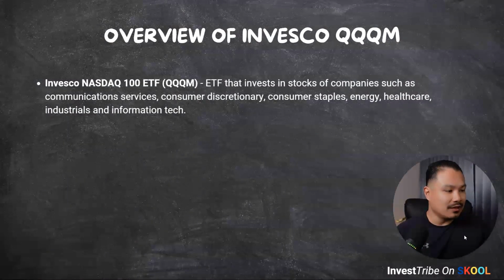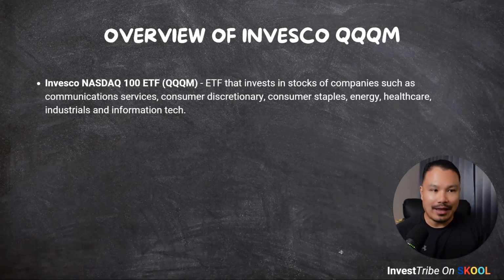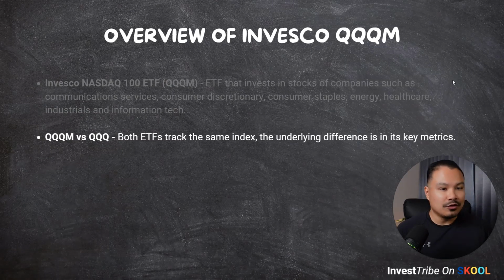All right, so what exactly is the Invesco NASDAQ 100 ETF QQQM? It is an ETF that invests in stocks of companies such as communication services, consumer discretionary, consumer staples, energy, healthcare, industrials, and info tech. QQQ is a different ETF. QQQM came out a couple of years ago, and at a very high level, the biggest difference between these two ETFs, QQQM and QQQ, is going to be the expense ratio.